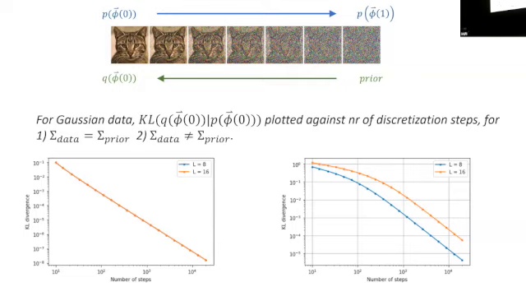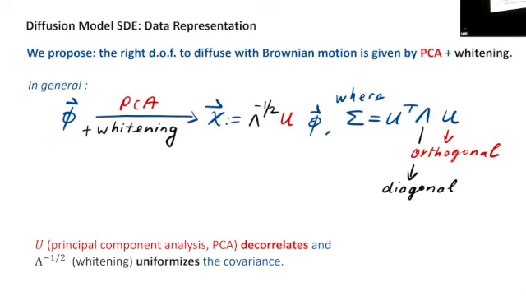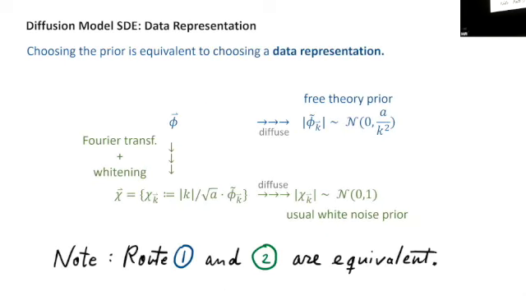Okay, so now let's go back. I claim that they're the same. So we could rephrase the prior question into the data representation question. Namely, instead of changing the prior, which might be easier and more uniform, first we have data, and then we choose a way to represent the data, called chi, and then we do the usual diffusion. Then, in the generation process, we just do one step back to transform from chi to phi as data.